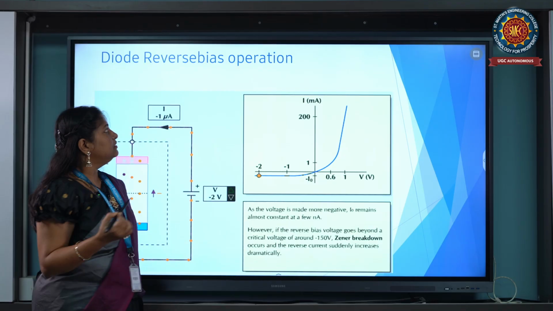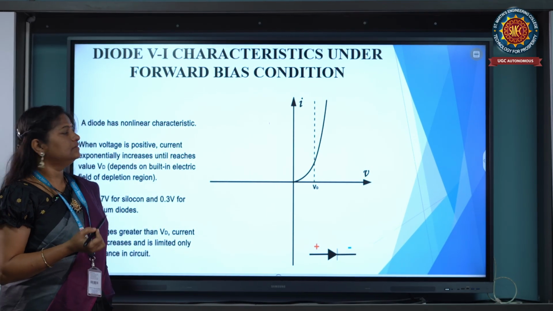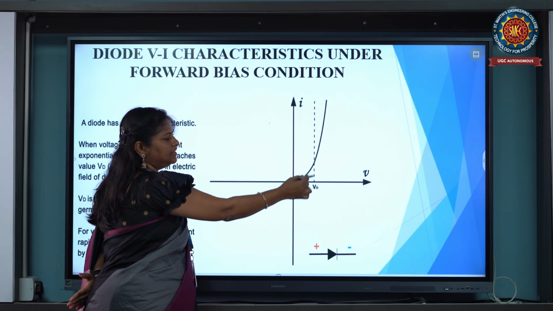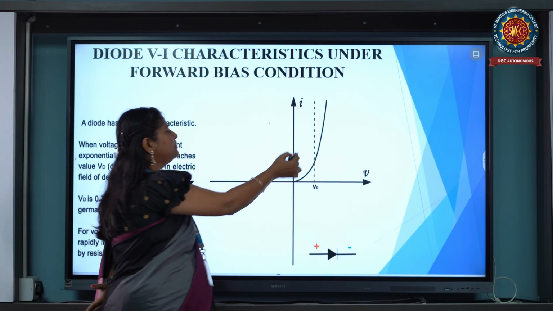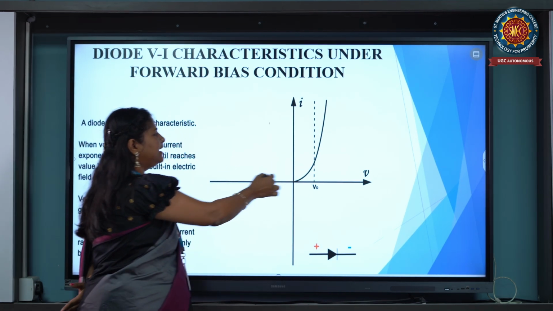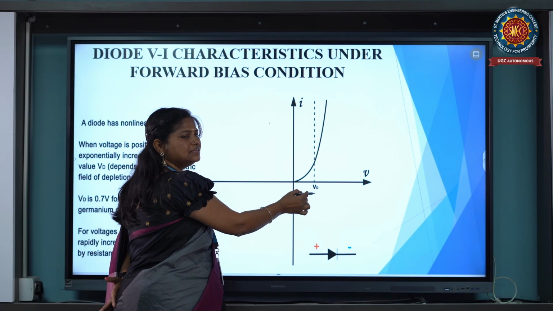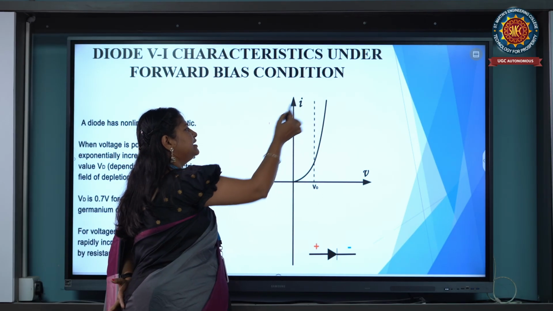And next, the operation of the VI characteristics of the junction diode in the positive, that is the forward bias direction, and this is the diode positive terminal and this is the diode negative terminal. These are the forward bias characteristics. Up to here a small amount of current will flow. Whenever it reaches the barrier potential or cut-in voltage, then the current increases exponentially.